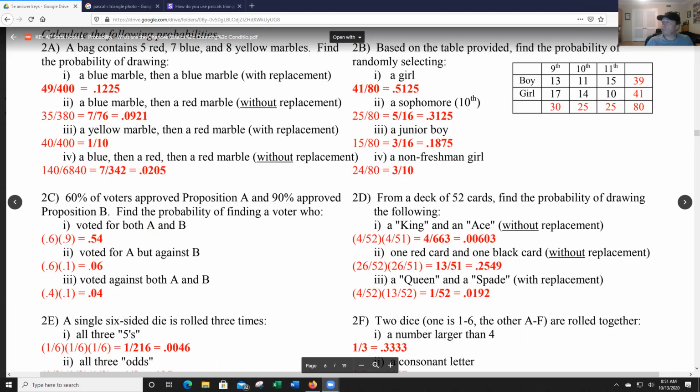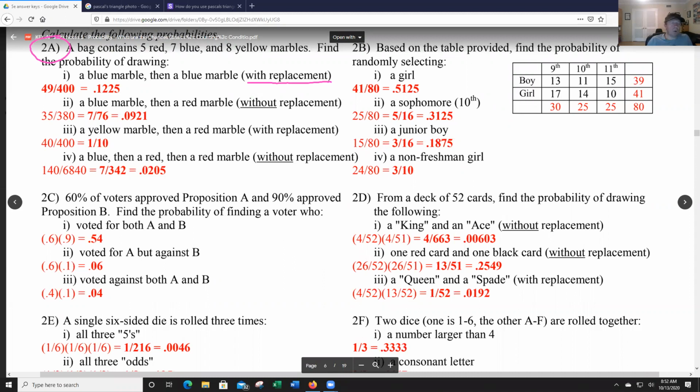All right, so we're on 2A. So let me circle that so you see where I'm at. We're on 2A. A bag containing 5 red, 7 blue, and 8 yellow marbles. Find the probability of drawing a blue marble, then a blue marble with replacement. In other words, you put it back in there. Okay, no problem. Let's see here. How many marbles are in here?